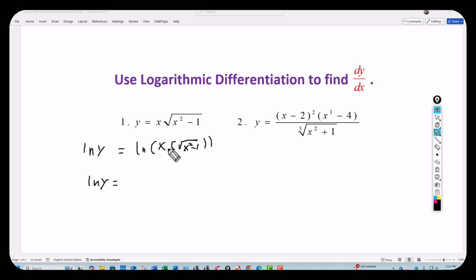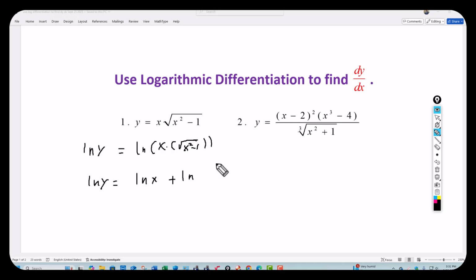So let's treat this as a product. The right side has the natural log of a product, x and the square root of x squared minus 1. So this can be written then as a sum. It'd be the natural log of x, and since it's a product, this will be a plus. And then it'd be the natural log of the square root of x squared minus 1. So I'd have the square root of x squared minus 1. But remember, that's x squared minus 1 to the 1/2.